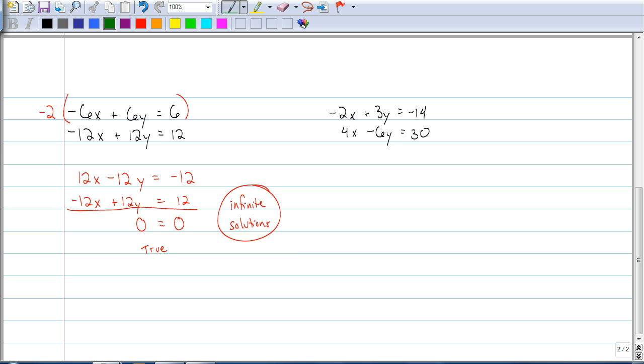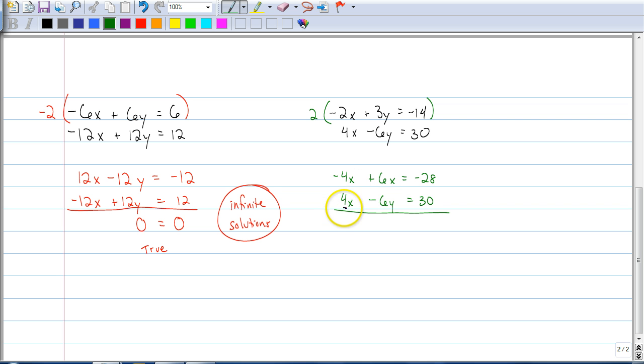Now let's see if we get the same result in the other one. Let's say if I want to get rid of the x's in that one as well. They're already opposite, so I'm just going to multiply it by 2. So when I do that, I get negative 4x plus 6y equaling negative 28. The other equation is positive 4x minus 6y equals 30. Well, we can see what's going to happen here as well.